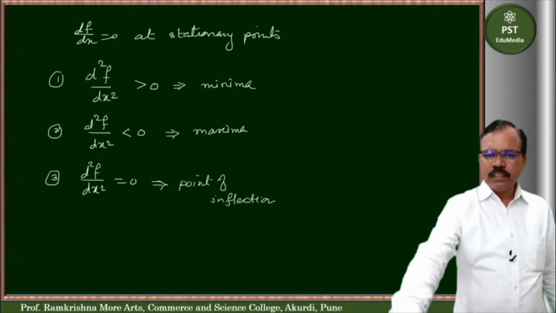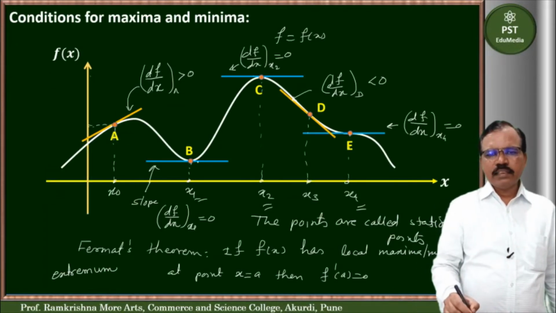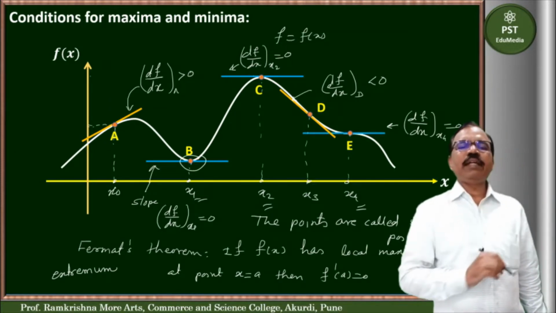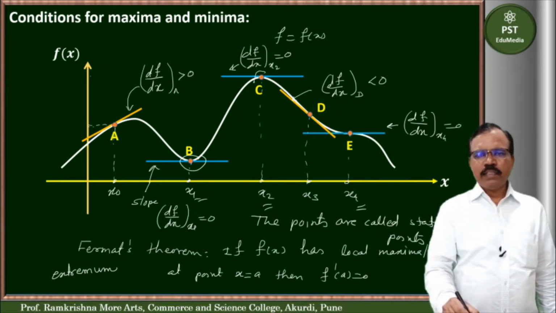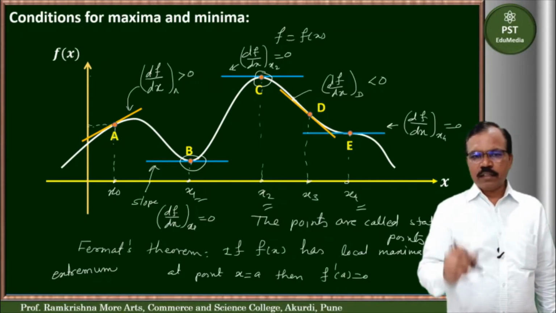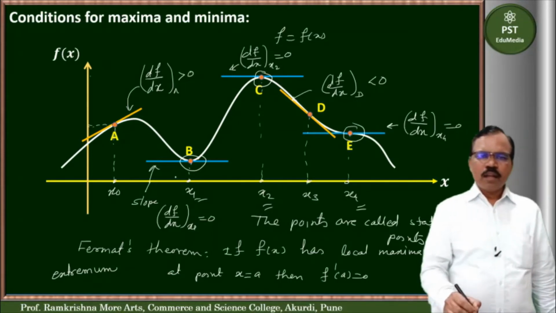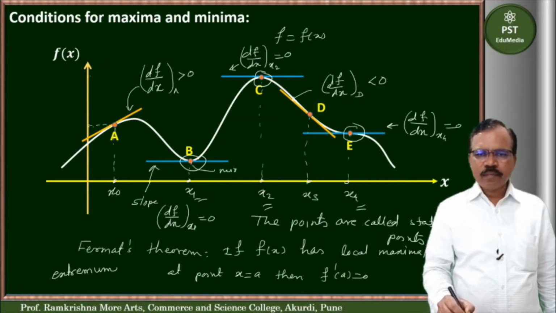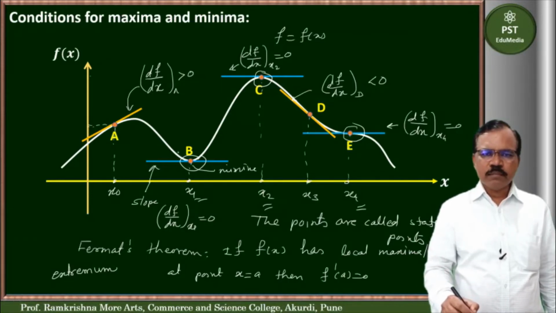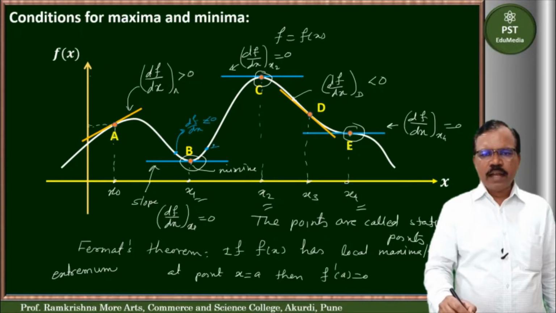So here, if we see the last curve, at this point the second order derivative will be greater than 0. At this point, the second order derivative will be less than 0. And at this point, the second order derivative will be equal to 0. Now, this is minima. If we see points on both sides of this minima, here and here, you will observe here df by dx is less than 0, and at this point df by dx is greater than 0.